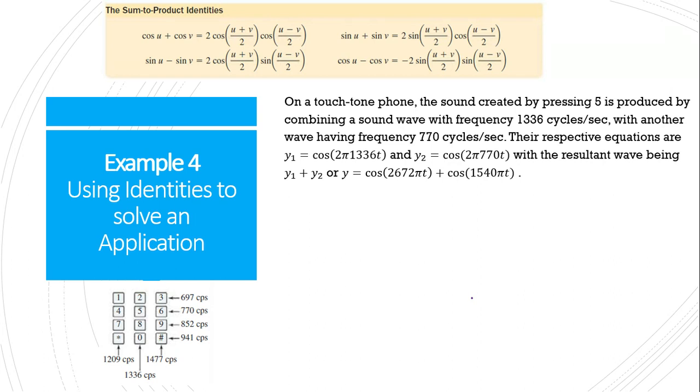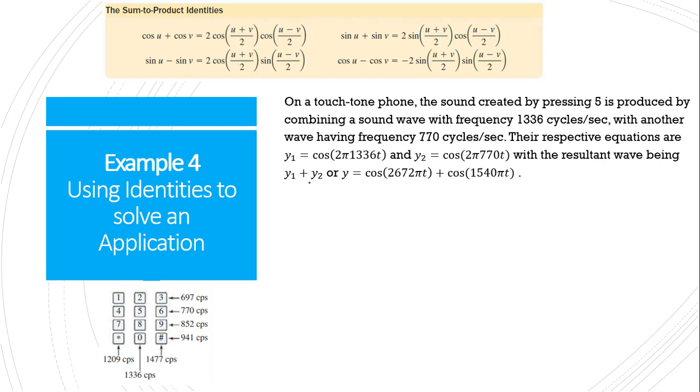We are going to use the sum to product identities to solve an application. So, like I said, remember when we were talking about the phone? Here, down at the bottom left, is the dial pad on your phone and the corresponding cycles per second that the sound wave frequency has. So, on a touch tone phone, the sound created by pressing the number 5.